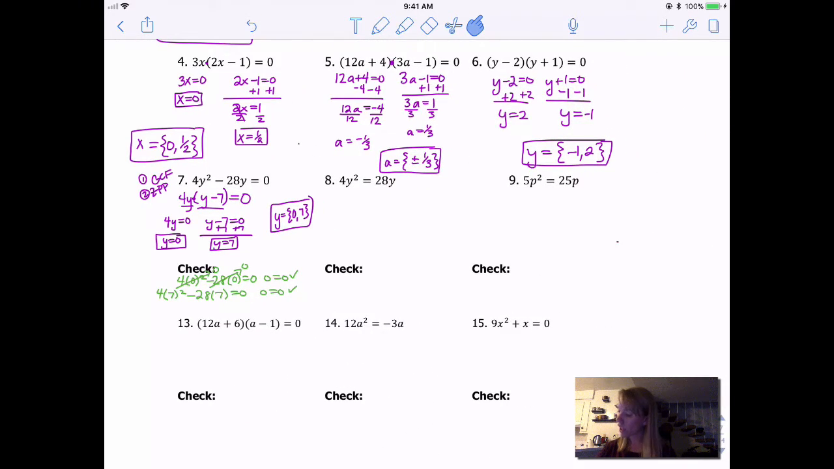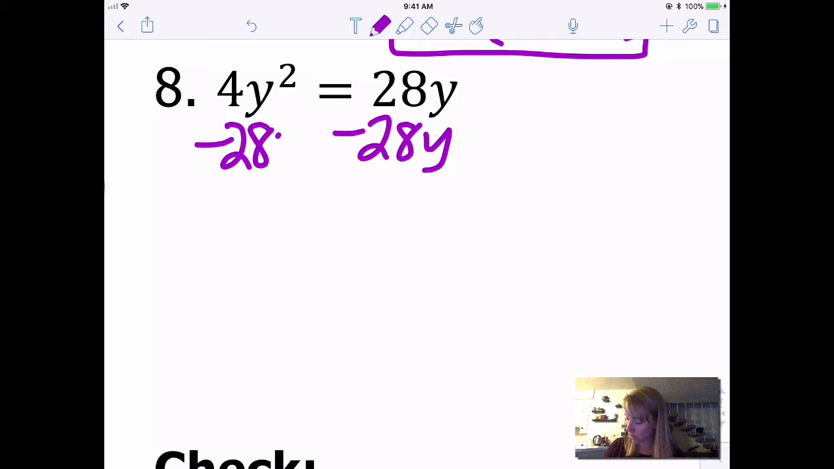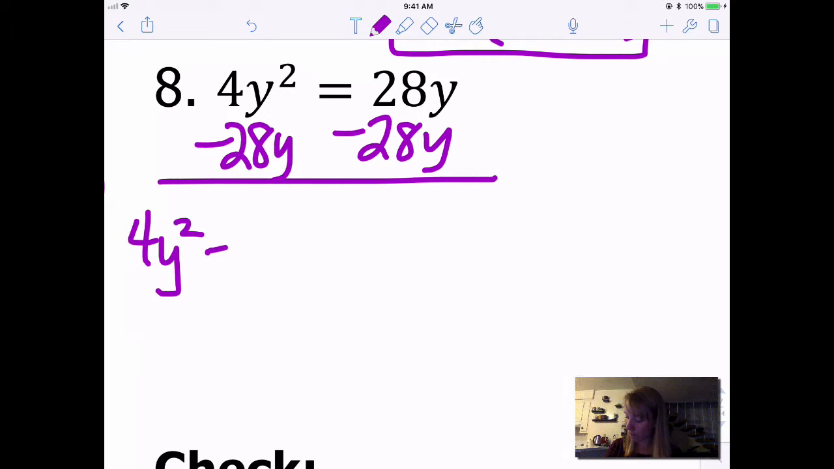Number 8 is super similar, you'll notice, to number 7. The only thing that's different is that my 4y squared and my 28y are on different sides of the equal sign. You can only use the zero product property if you have something equal to 0. So right now it's not equal to 0. So let's move my 28y to the left side. I've got 4y squared minus 28y.